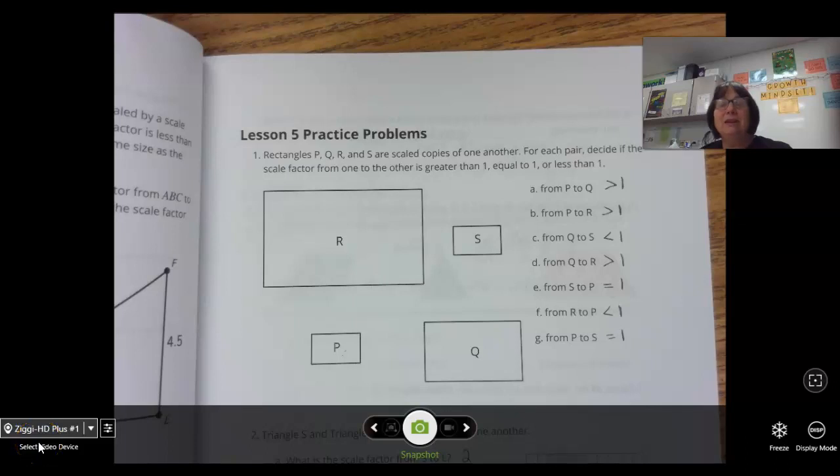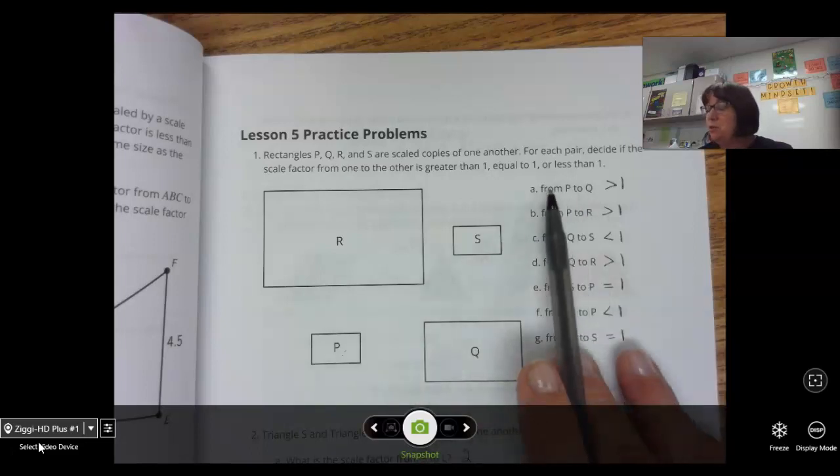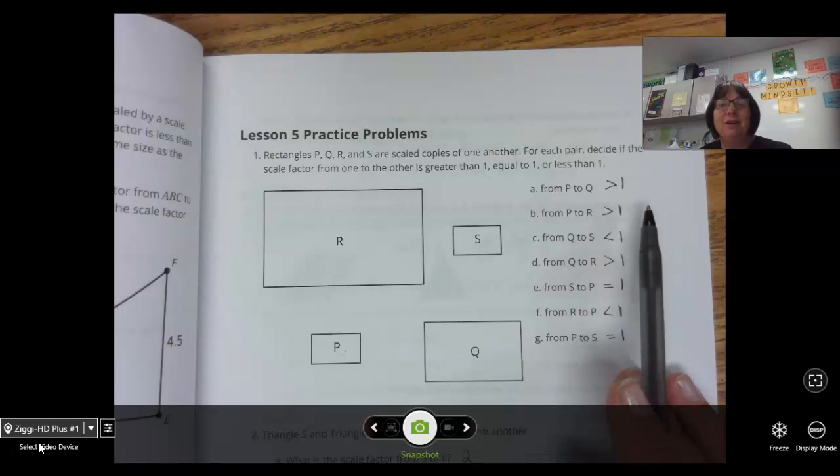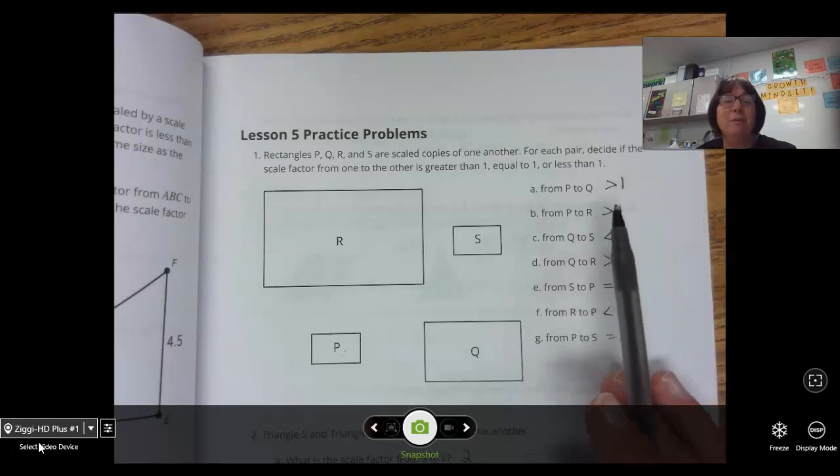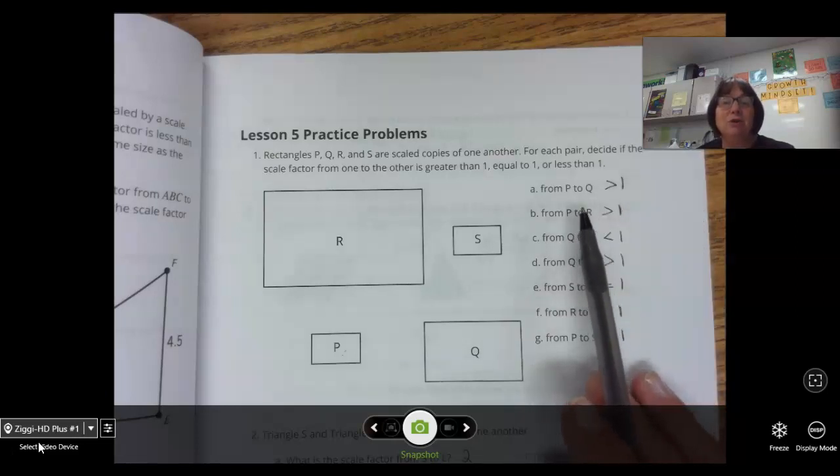Okay, this is the key to the lesson 5 practice problems. On number 1, they're asking you to compare the rectangles. It tells you exactly which one would be a scaled copy of the other. And then you're going to decide if it's greater than 1, less than 1, or equal to 1.